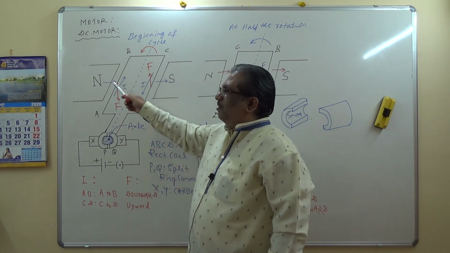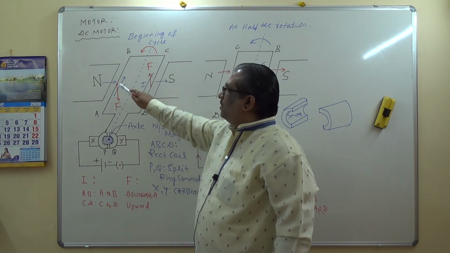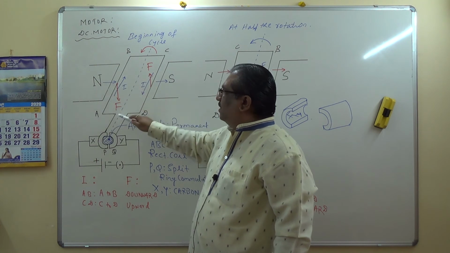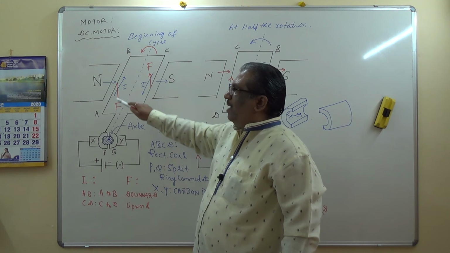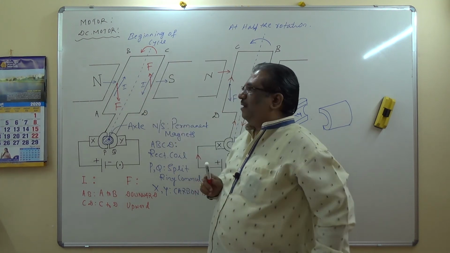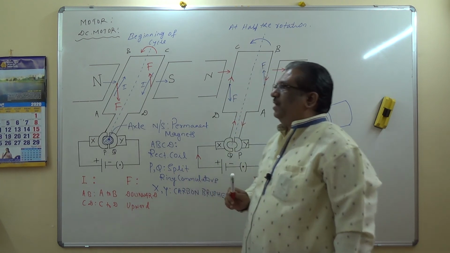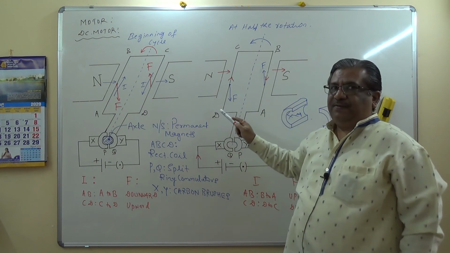Applying Fleming's left-hand rule to arms AB and CD, we find that the force on arm AB pushes it downwards while the force on arm CD pushes it upwards. Thus, the coil and the axle rotate in the anti-clockwise direction. Is it clear? Okay.